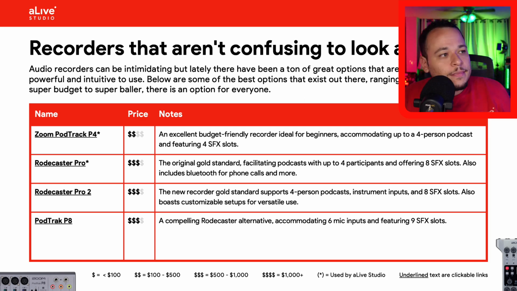Lastly, here is the PodTrack P8. It's made by Zoom. The Zoom PodTrack P8 is basically the same thing as the Rodecaster Pro and the Rodecaster Pro 2. It just offers more mic inputs, so it tops out at 6. It also allows you to plug in instruments, and has sound effect slots and things like that. It's a pretty great go-to recorder. I think it's around the same price range as the Rodecaster Pro 2, in that $500 to $600, $700 price range. But any of the recorders down here are go-tos.